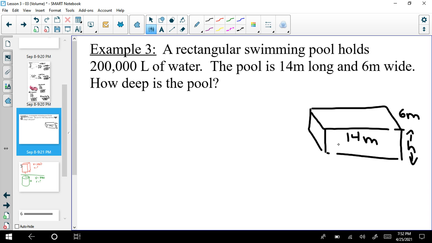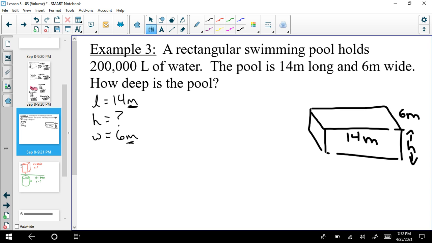So we know that the length is 14 meters, right? So I would do my length is equal to 14 meters. And my height, I don't know, right? Because that's what they're asking for. My width is 6 meters. And then I have a volume. So one thing about this volume right now is it's in liters, right? So we need it in meters cubed because these are both in meters.